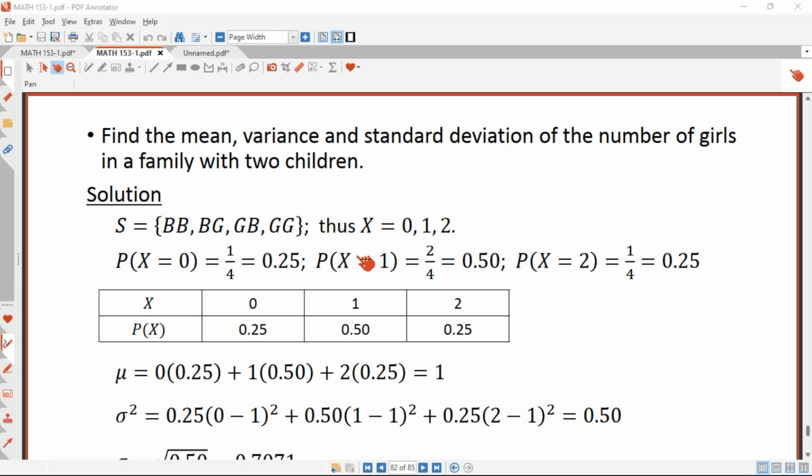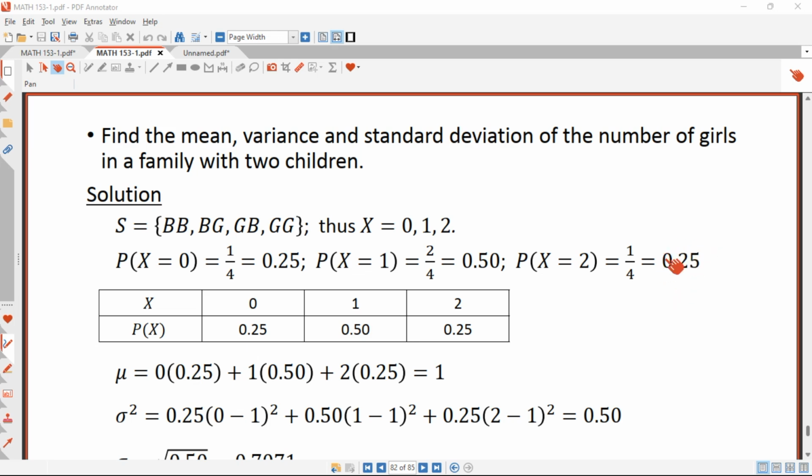What's the probability of getting one girl, that is, probability that X is equal to 1? If you have one girl, it means that here we have one GB, here we have one BG. So our number of events will be 2. We are going to have 2 divided by 4, and then you are going to get 0.5, right? And then for having 2 girls, the probability that X is equal to 2, you are going to get 1 divided by 4, which will be equal to 0.25, right?